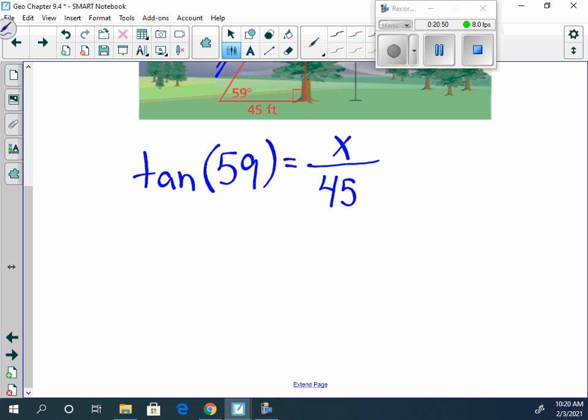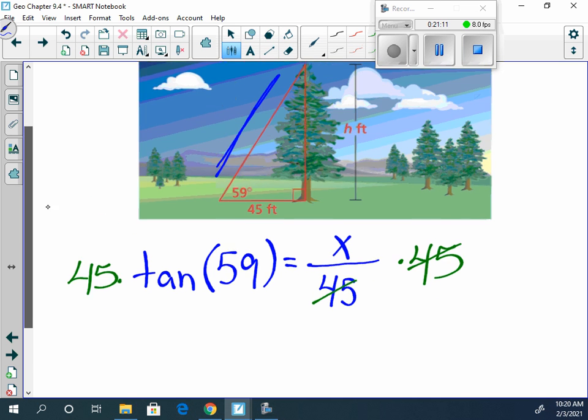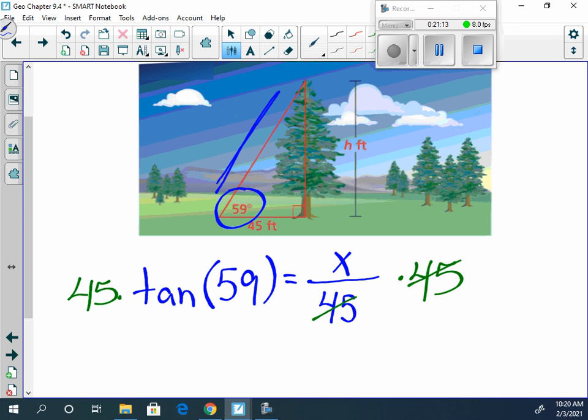So our next step would be to do what? Multiply both sides by 45. I thought we were supposed to put the one number on top. It's dependent on how it's set up. Because it's always going to be opposite over adjacent. So if we look at the triangle here, so our angle is this one down here, yes? Yeah. So the opposite side length would be the height of the tree. So that would go on top. We called it X. You could call it H.